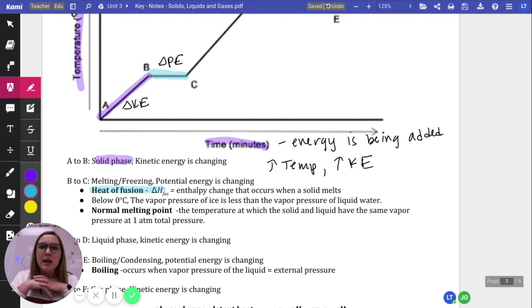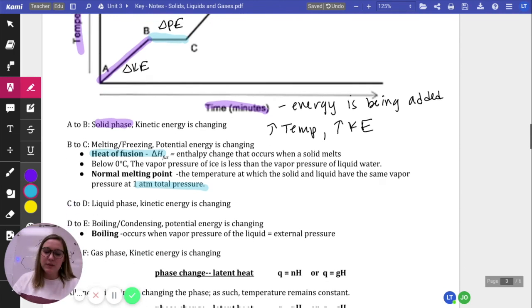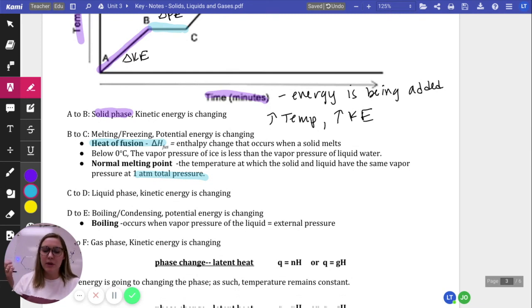And our heat of fusion is just the amount of energy that it takes to be put in order for our solid to melt or for our liquid to freeze. It's just the opposite sign if we're talking about liquid to freeze. So we would use our heat of fusion there to help us calculate that. This line, B to C, represents our normal melting point, which is our melting point at 1 atmosphere of total pressure. And things melt at 1 atmosphere. So that's what's going on there, we're melting.